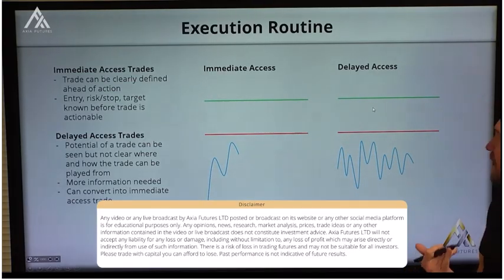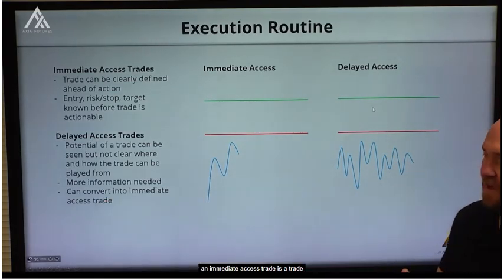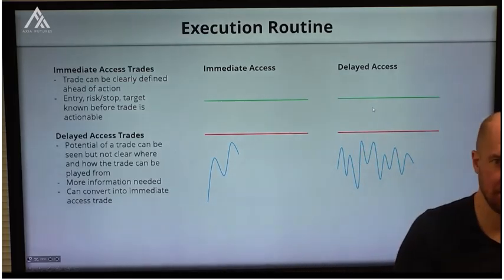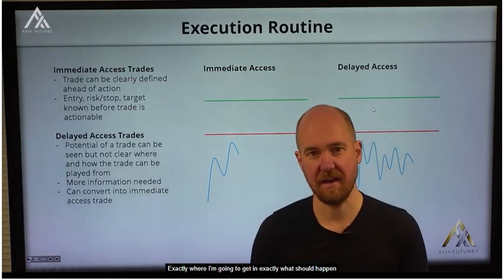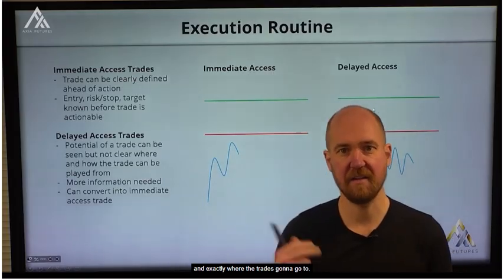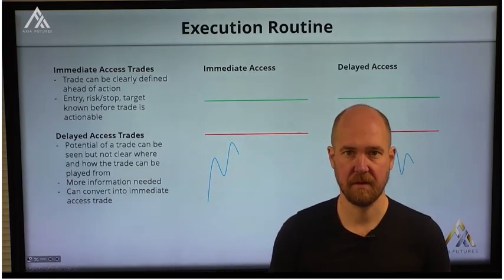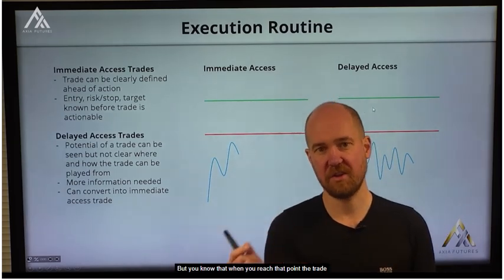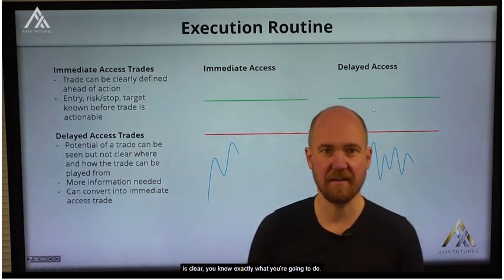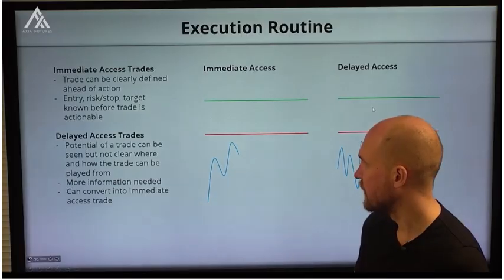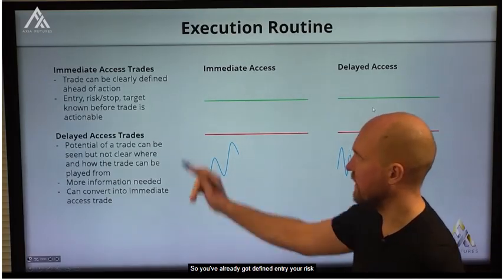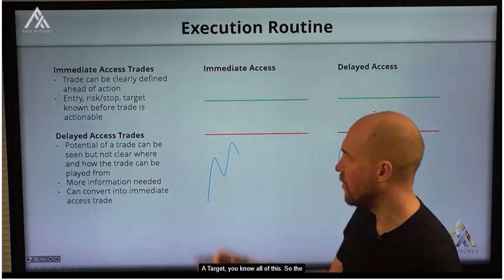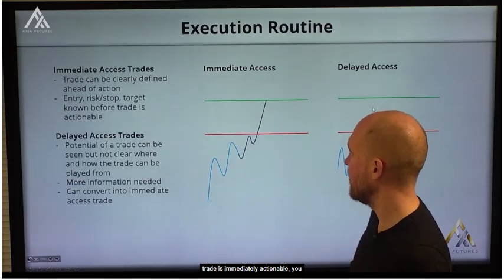Now, an immediate access trade is a trade that you can clearly identify ahead of time, that you can say, I know already exactly where I'm going to get in, exactly what should happen, and exactly where the trade's going to go. Now, you may not be at the point to take the trade on, but you know that when you reach that point, the trade is clear, you know exactly what you're going to do. So you've already got defined entry, your risk, your stop, a target. You know all of this, so the trade is immediately actionable.